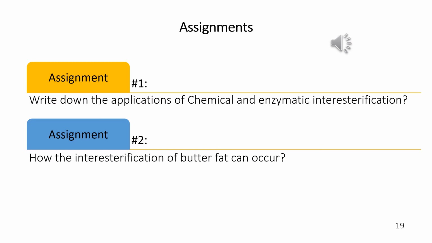Assignment number 1 is to write down the applications of chemical and enzymatic interesterification. Assignment number 2 is how the interesterification of butterfat can occur. Thank you.